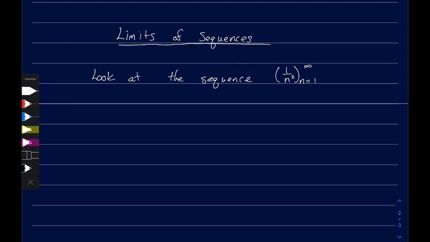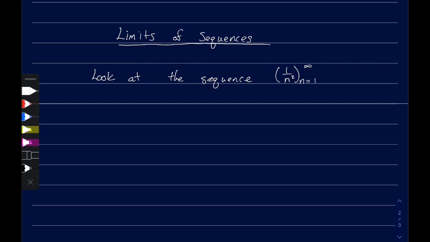Hi, in this video we're going to continue our study of sequences by looking at limits of sequences. So we're going to try to relate as much as we can sequences and their limits to functions and their limits. To do that, let's start by looking at the sequence 1 over n squared. Remember, when we talk about sequences and their limits, just like with functions, we don't really care what the first few values are. We just care about the tail end.